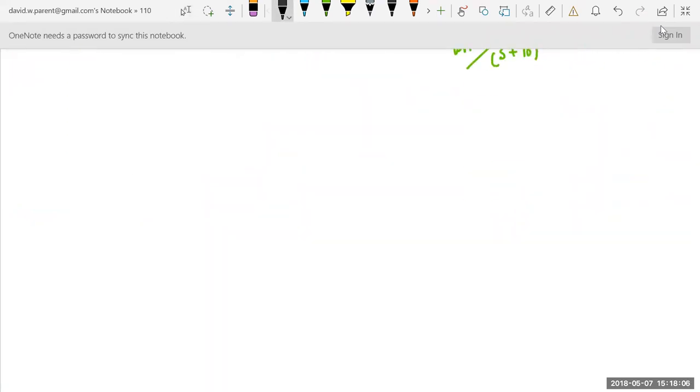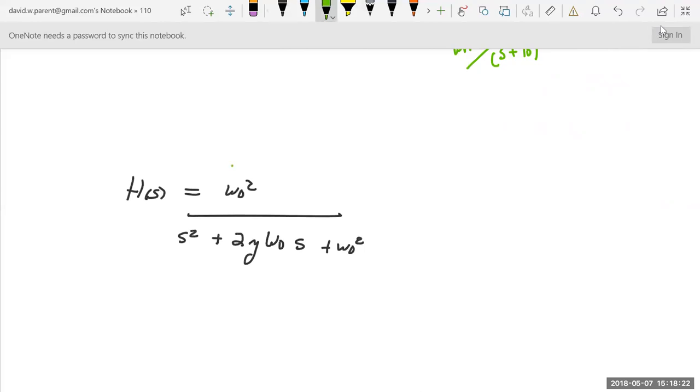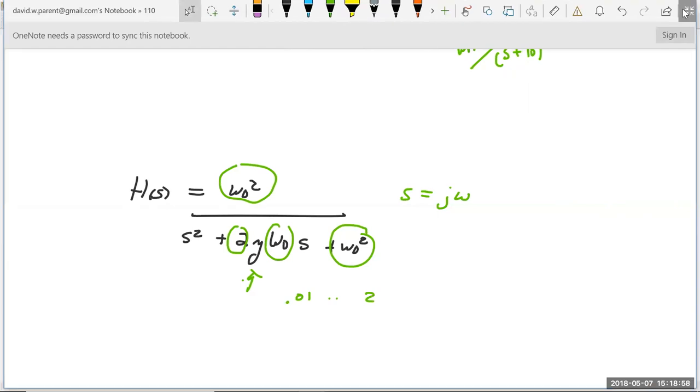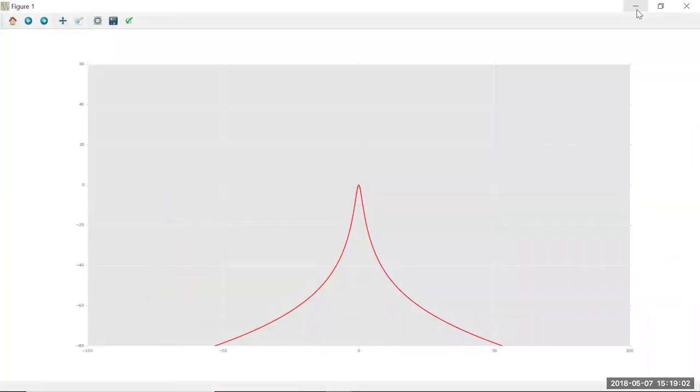So what's going on is I have a low pass filter. I'm keeping omega naught fixed. I have s squared plus 2 damping coefficient omega naught s plus omega naught squared. So this is constant, constant, constant, constant. s equals j omega. And this is going from like 0.01 to like 2, all right? So it's going from the poles being almost purely imaginary to where they're all real. But omega naught isn't changing.